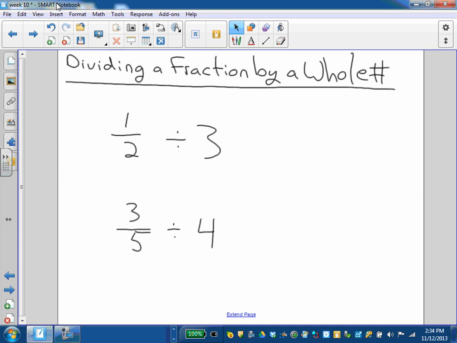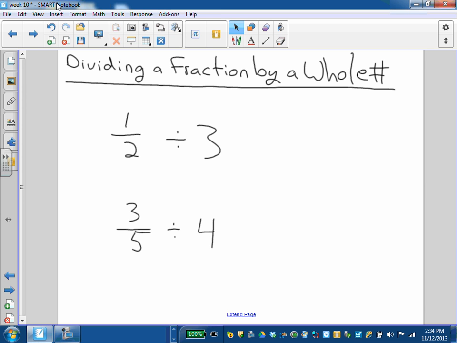In the last video, we looked at taking a whole number and dividing it into fractional parts. The other thing that you need to know is, well, what if the fraction came first? What if we started with a fraction and we wanted to break a fraction into equal parts? So we've got two examples up here. This is dividing a fraction by a whole number.